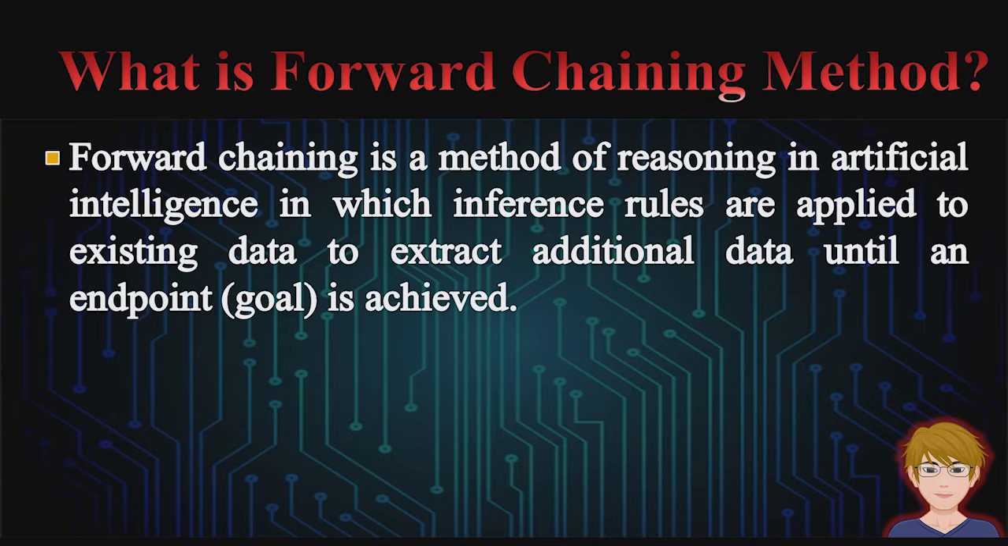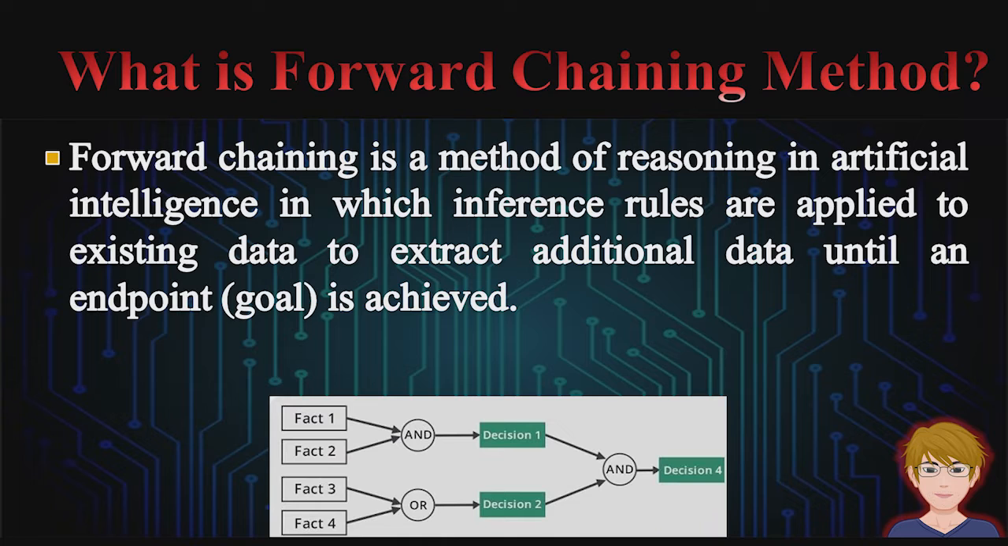Forward chaining is a method of reasoning in artificial intelligence in which inference rules are applied to existing data to extract additional data until an endpoint or the goal is achieved. In this type of chaining, the inference engine starts by evaluating existing facts, derivations, and conditions before deducing new information. The goal is achieved through the manipulation of knowledge that exists in the knowledge base.